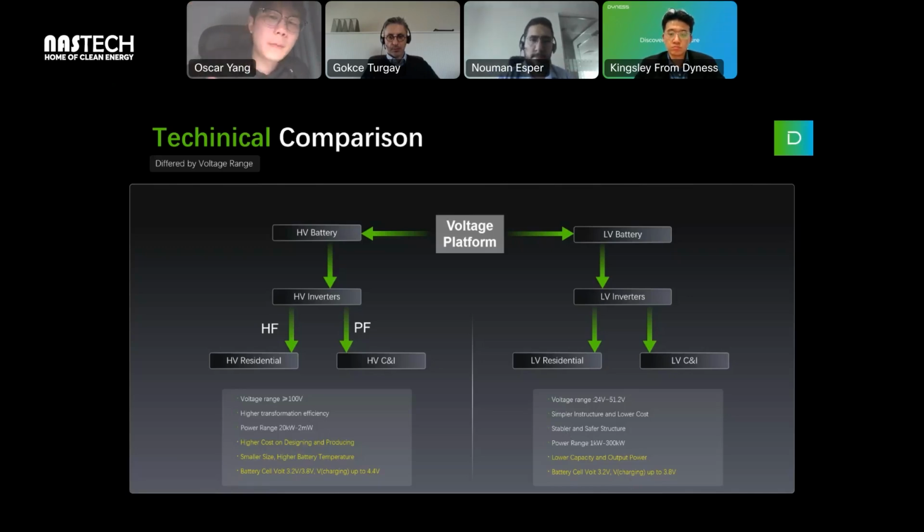For a normal LV battery, the battery cell voltage is always 3.2 volts. When it's charging or discharging, the voltage will range from 2.8 to 3.6 as a normal range. At 3.8, it will trigger the protection. So this is how we divide an HV or LV system.